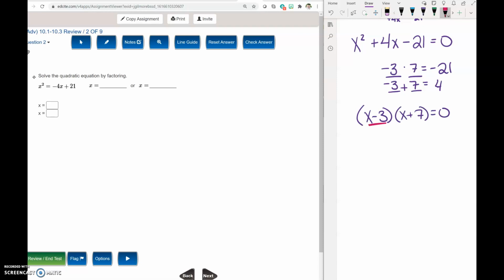This set of parentheses will give us a solution of x equals positive 3. This set of parentheses will give us a solution x equals negative 7. So x equals positive 3 and negative 7. Remember, no spaces in between your minus sign and your number.